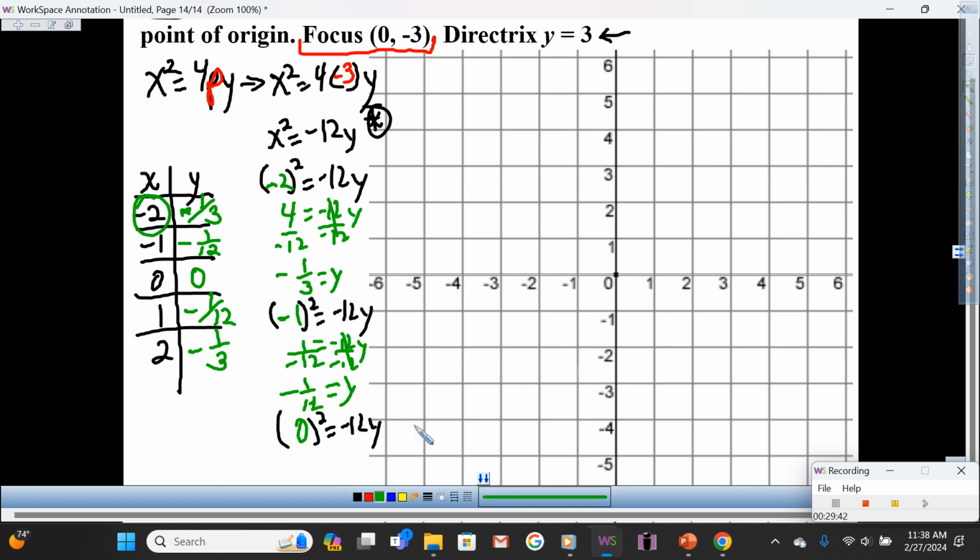All right, are we ready to graph? Guide me with that, please? Anna, pass someone. Martin, what do I graph first? Very good. The origin, 0, 0. And then the focus, which is 0, -3. And then the directrix in blue, which is going through y equals 3.